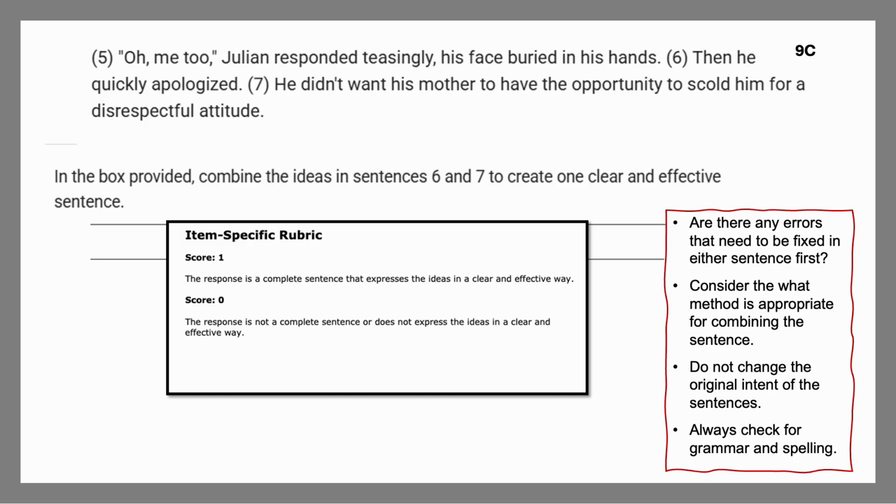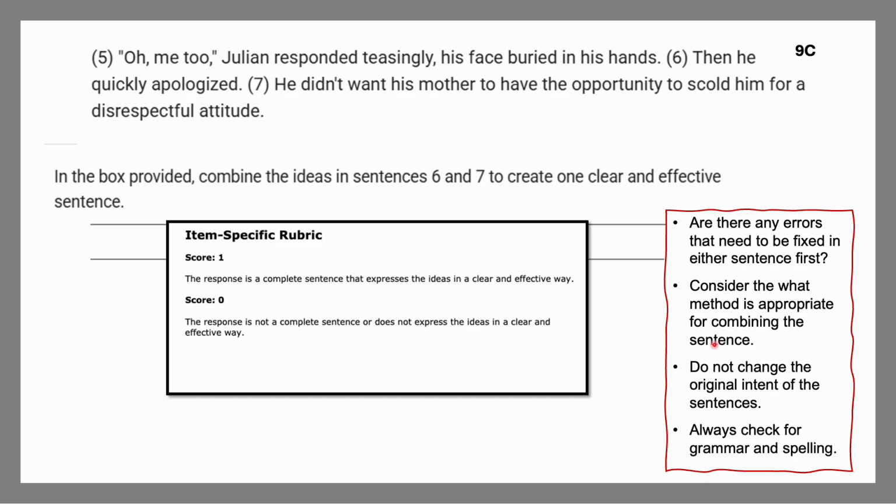So these should be easy with a lot of practice. You'll ask yourself when you're writing your sentence, are there any errors that need to be fixed in either sentence first? Sometimes you can use any errors that you see in these sentences above to make a choice for what you're going to edit.